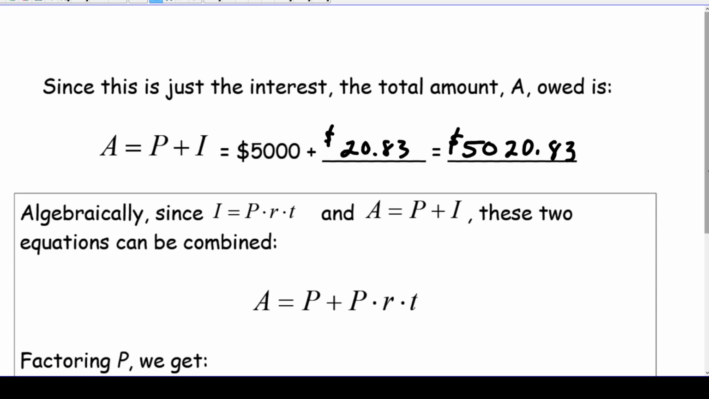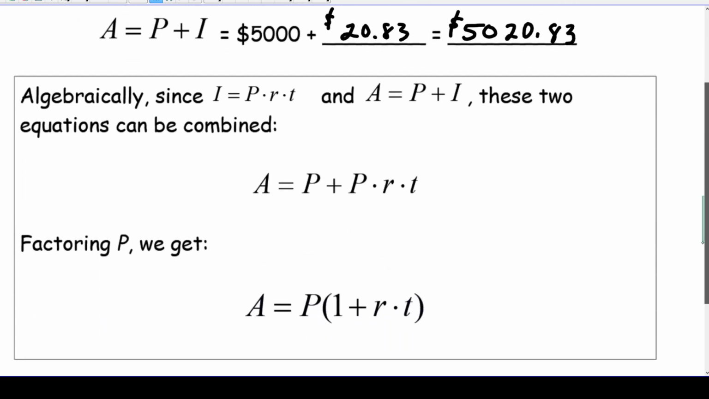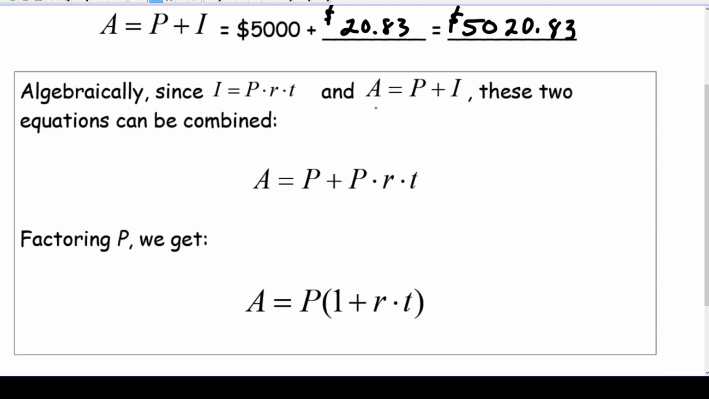Now there's some manipulations we can do to this formula. Sometimes textbooks will use either one of these values. Since I is equal to PRT and A is equal to P plus I, both of those equations can be combined. You just replace the I by PRT and you get P plus PRT. P plus PRT, however, you can factor out the P, and therefore you can get P times 1 plus RT. Now, I actually prefer this formula rather than this one, okay? But you can see both of them in textbooks.